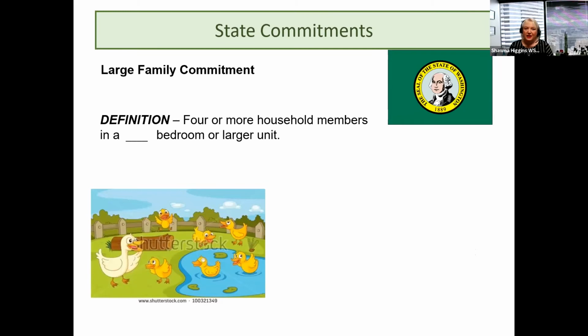Okay, so the large family commitment. The definition is 4 or more household members in a 3-bedroom or larger unit.